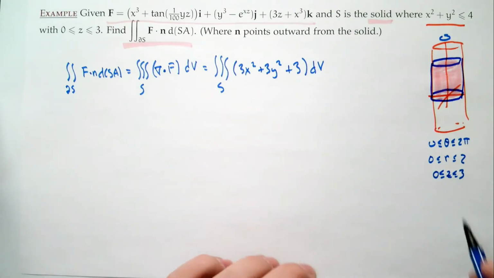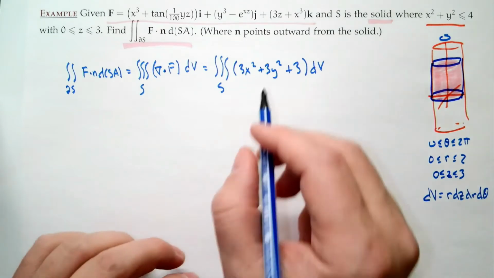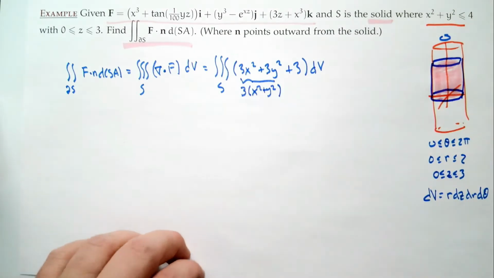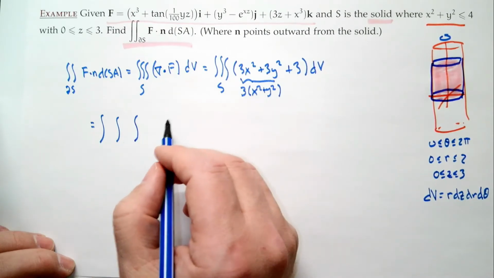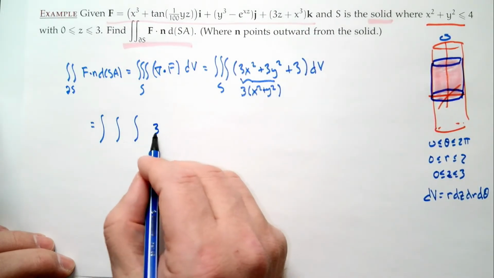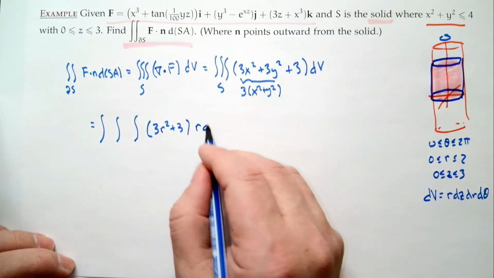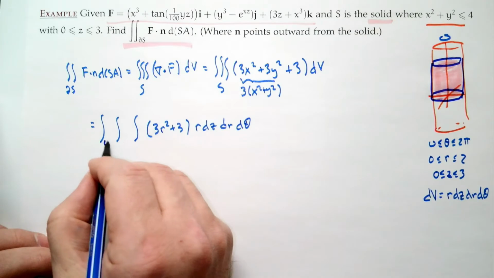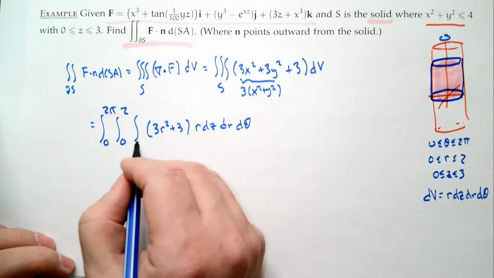And of course, we know that dV is r dz dr d theta. One more thing: factor out the 3 so we can get ready for our upcoming substitution. So this will be a triple integral. Our function becomes 3r squared plus 3, our dV is r dz dr d theta. Theta goes 0 to 2 pi, r goes 0 to 2, and z goes 0 to 3.